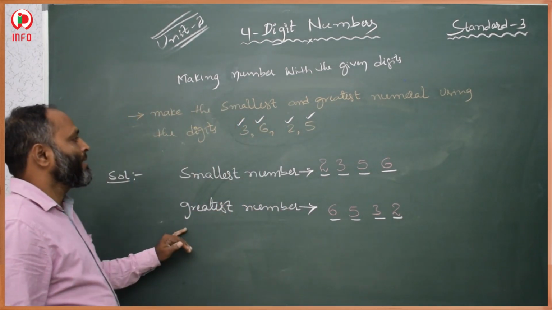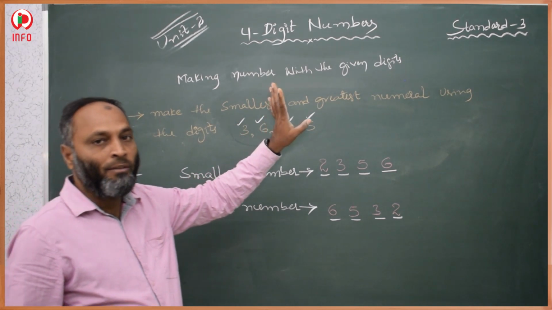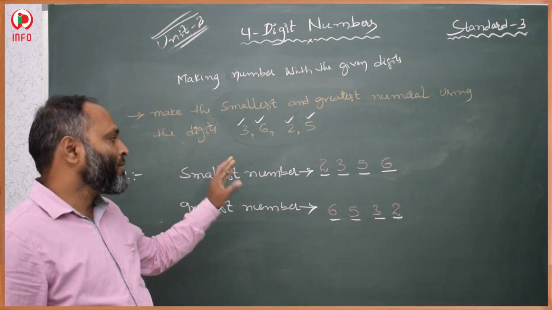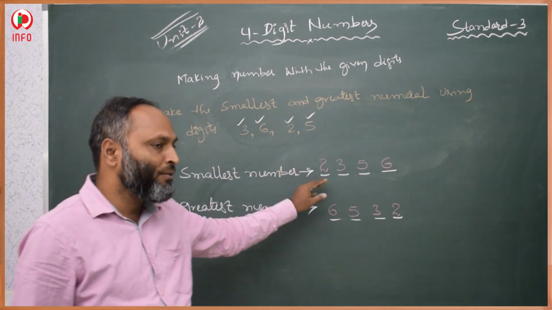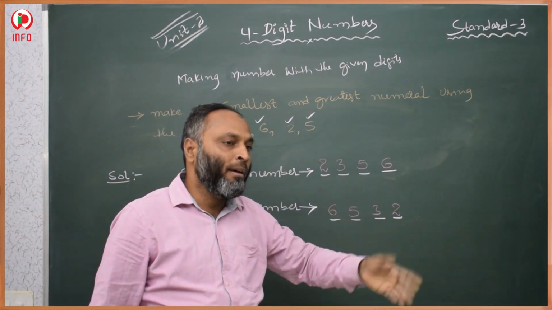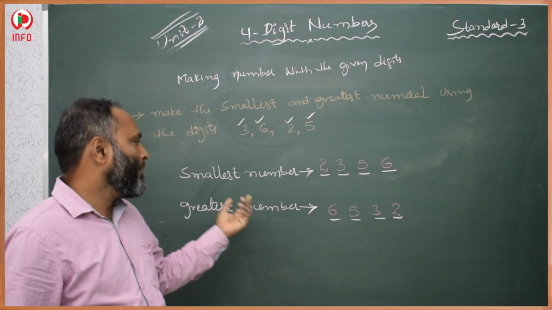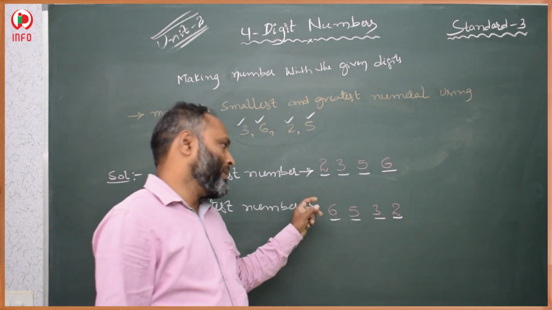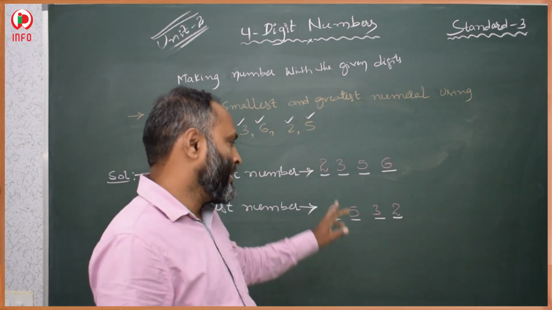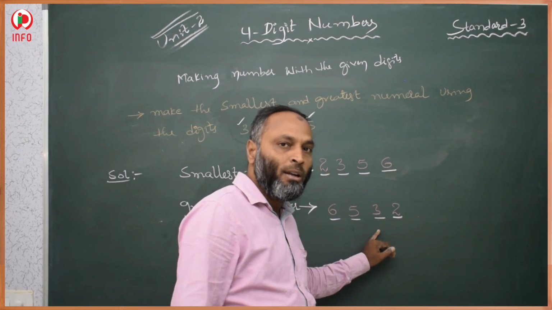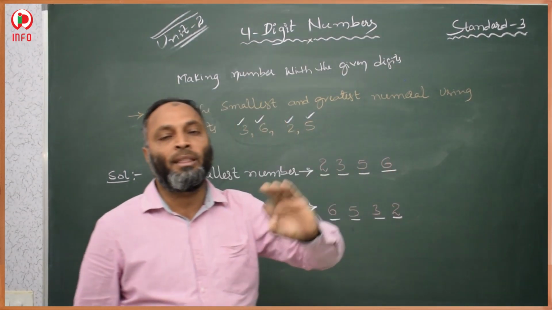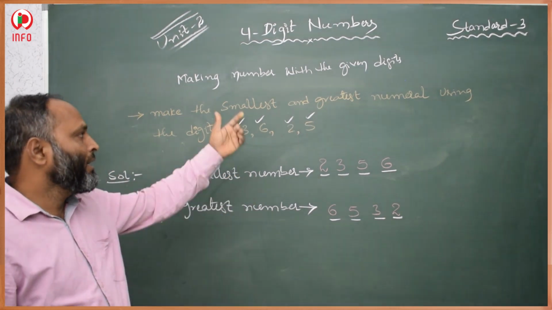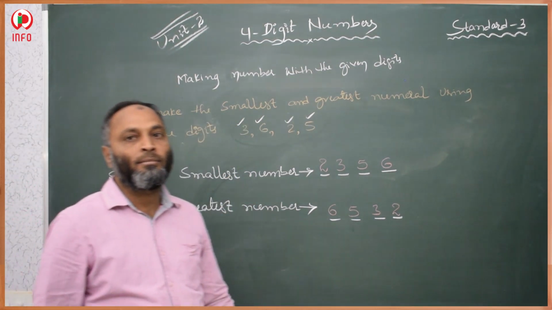So whenever such digits are given and he asks to prepare the smallest number and greatest number, for the smallest number we take the smallest one first, then a little bit bigger, and a little bit bigger. In that way we have to arrange. In the greatest number also the same method: first we take the greatest digit first, then a little bit smaller, and a little bit smaller. This is the method to make the smallest and greatest numbers using given digits.